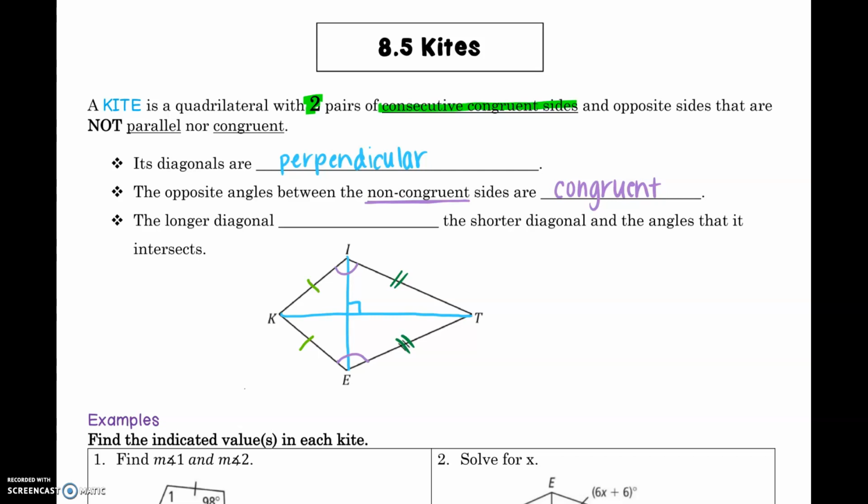Lastly, we know that the longer diagonal bisects the shorter diagonal. So diagonal KT cuts diagonal IE in half, so we can say from I to the intersection is congruent to the intersection to E. And we know that it also bisects the angles that it intersects. So the long diagonal bisects angle K. It cuts angle K in half, and it also cuts angle T in half, making the two smaller angles congruent to one another.